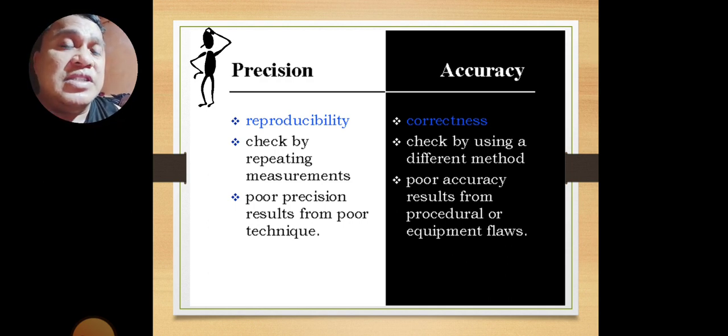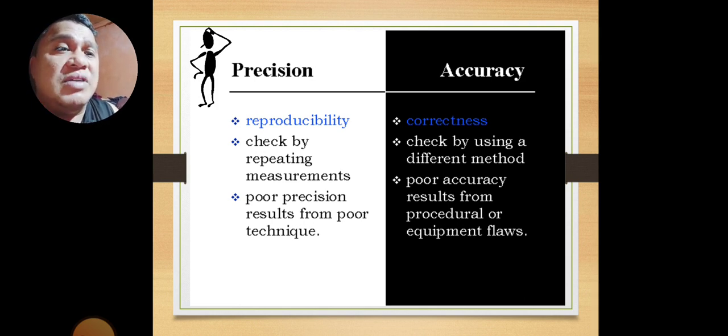So precision is reproducibility, checking by repeating measurements. Poor precision results from poor technique. Meaning to say, there's something in how you handle your way of reading. You are not really skillful in reading, because you are very poor in precision. Your first trial is very different from the second trial. You are not really precise.